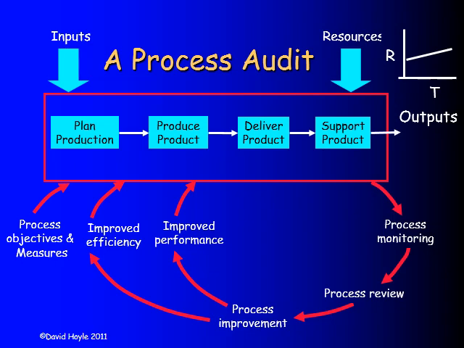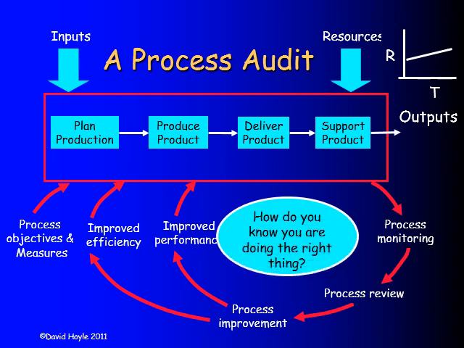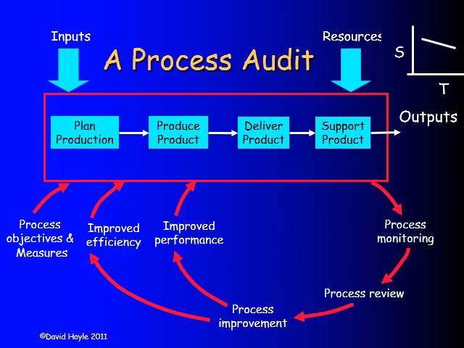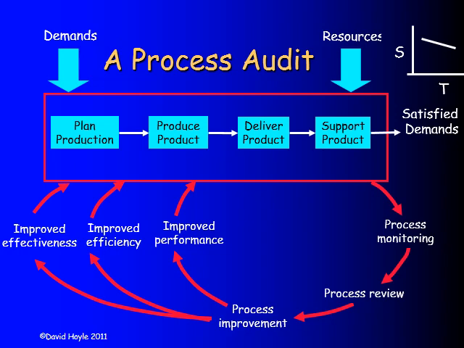Our final question is, how do you know you are doing the right thing? The answer should reveal whether the process review examined whether the objectives and measures were still relevant to stakeholder needs and whether improvements in process effectiveness were successful. All this should show that the process outputs satisfied the demands.